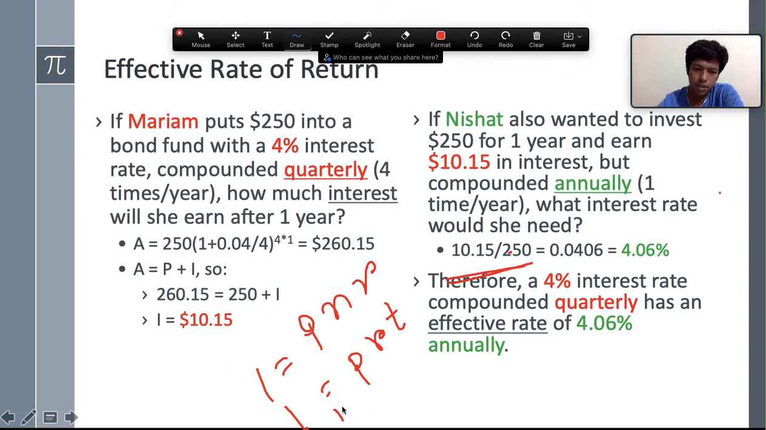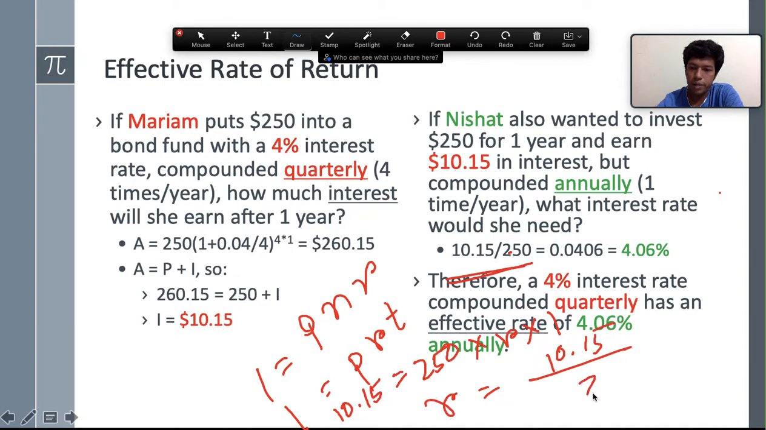So interest is 10.15 equals P, which is $250 principal, times R times T, which is 1 year. So R equals what? R equals 10.15 divided by 250. So 10.15 divided by 250 equals this.